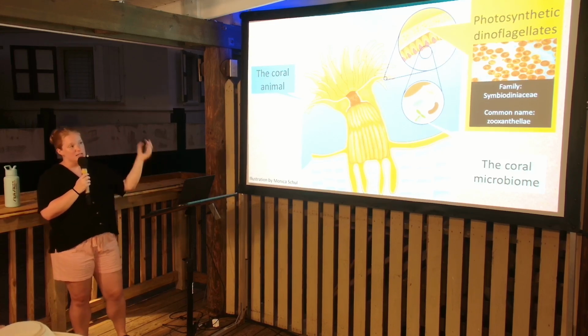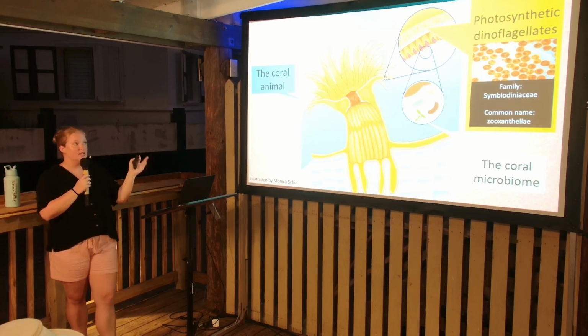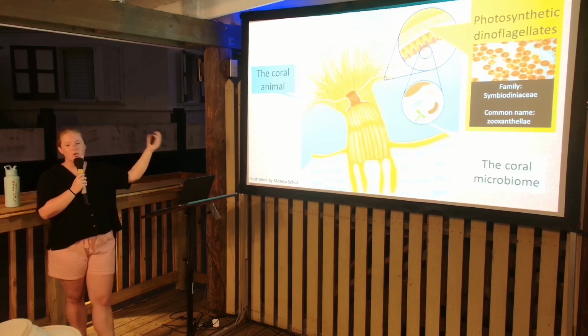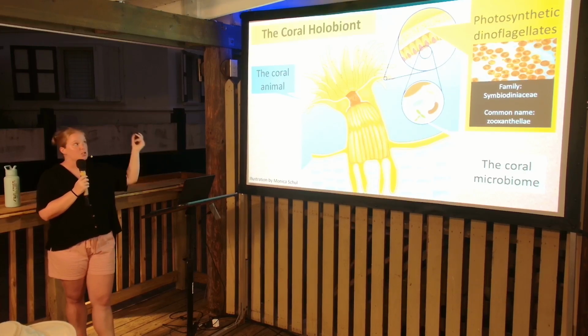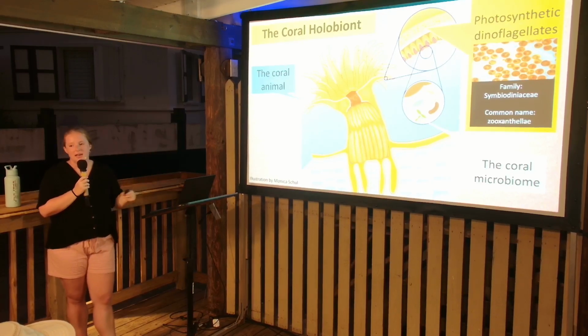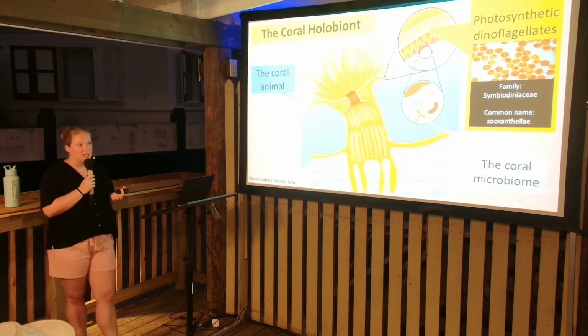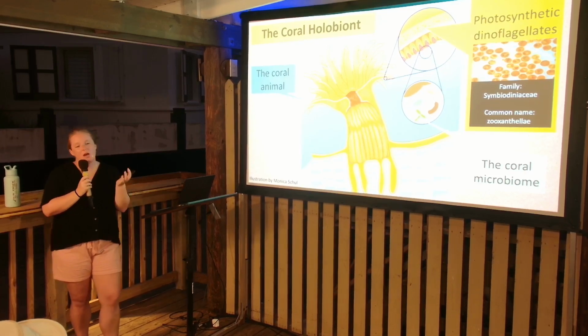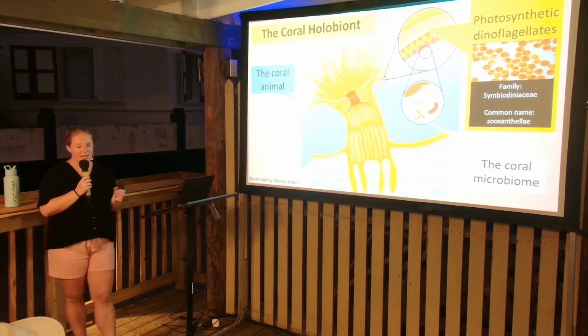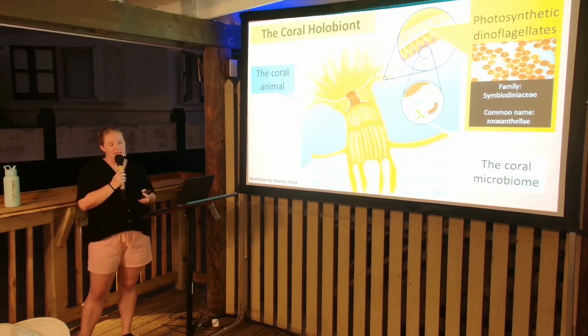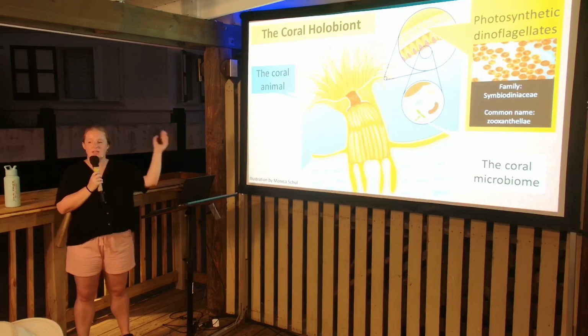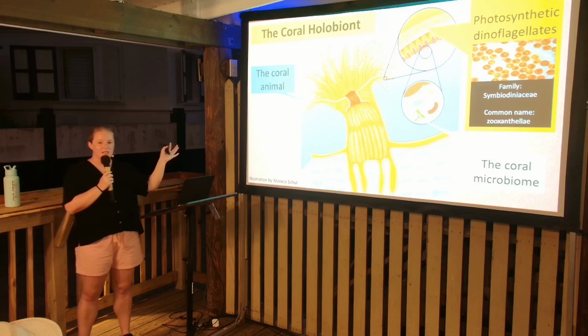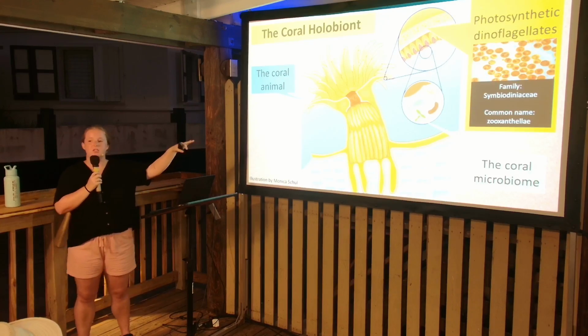Now, together, these three aspects, because without each of these, the coral would not survive, is termed the coral holobiont. Now, this was a term that was created in about 2002, so a little bit newer of a concept, but the idea behind it is that the coral would not exist without its microbiome, and it would not exist without its dinoflagellate zooxanthellae.